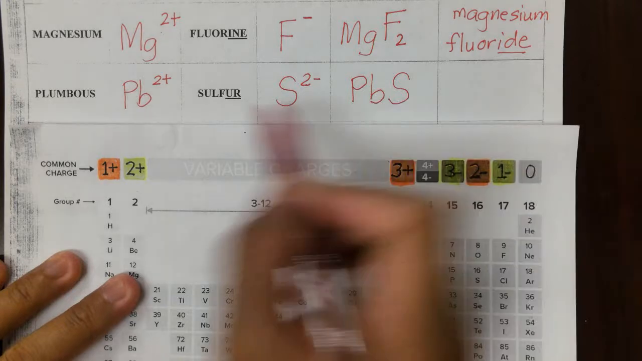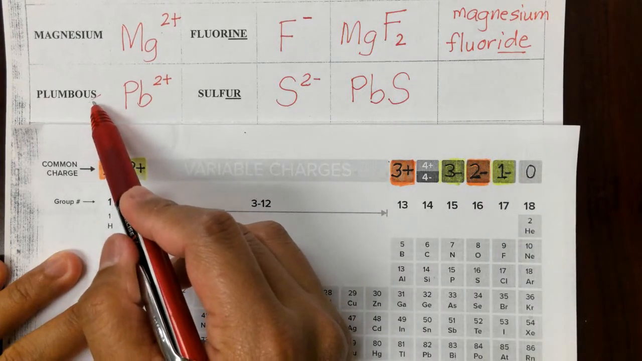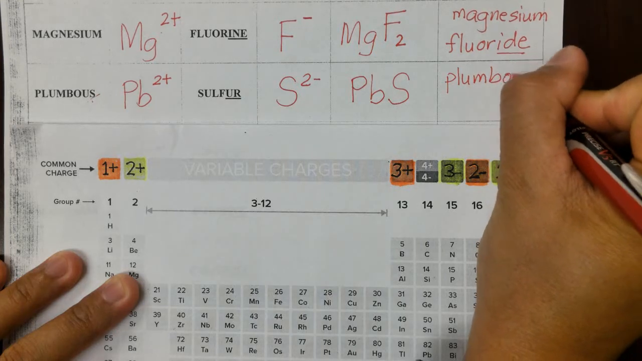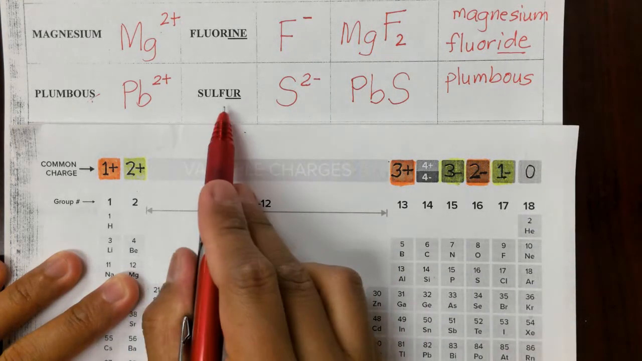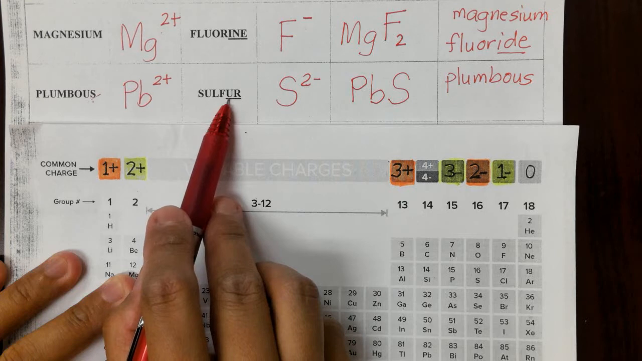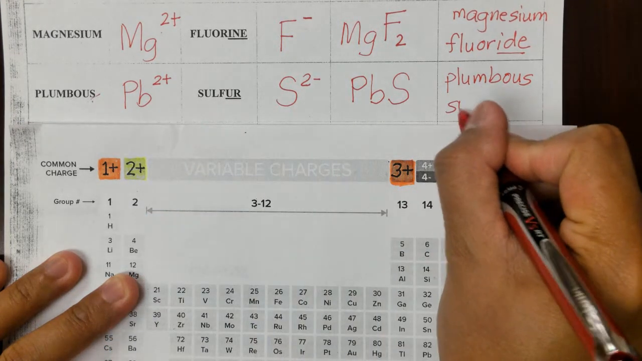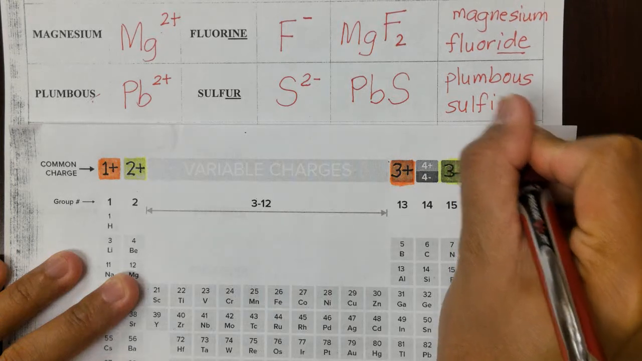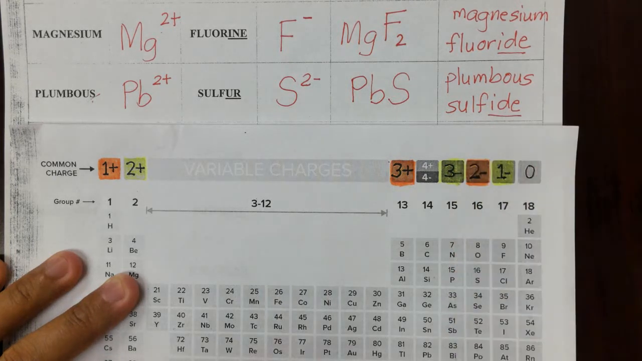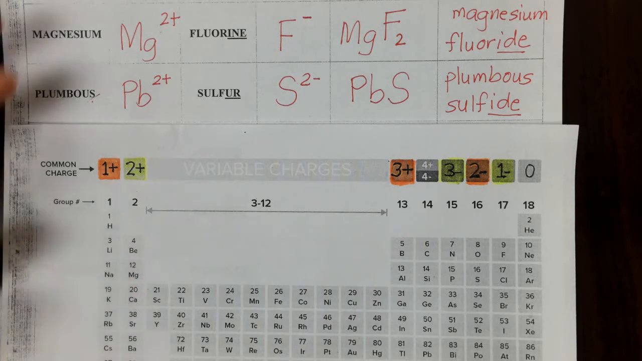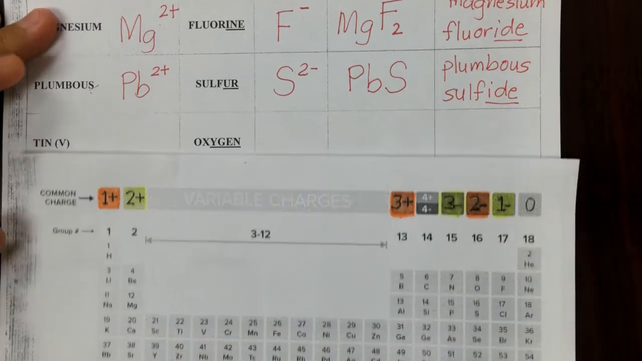And the name for this, whatever is the name of the metal, just copy it. So that's plumbous. And then sulfur, you'll just change the underlined UR to IDE. So that's going to become sulfide. Sulfide. And that is the final name for PbS. Let's go now to item number 4.